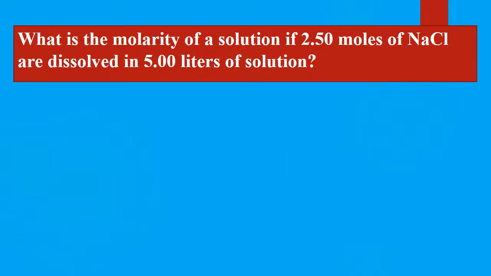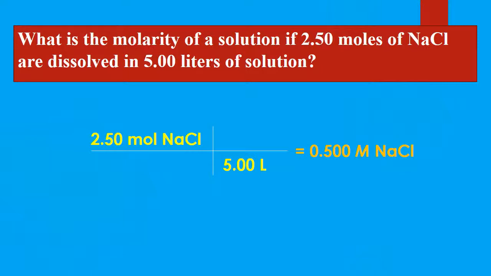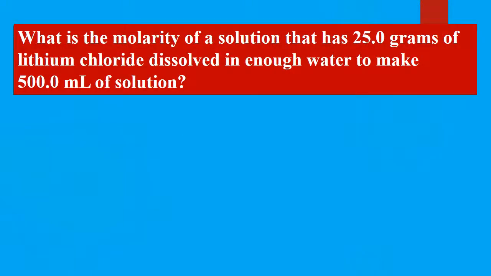All right, what is the molarity of a solution if 2.50 moles of sodium chloride are dissolved in 5.00 liters of solution? We're given moles and we're given liters, similar to the first one. So we do our 2.5 moles of sodium chloride divided by our 5 liters of solution, and we get 0.500. Be careful and pay attention to your significant figures. We needed 3 significant figures, so we need to give 3 significant figures in our answer.